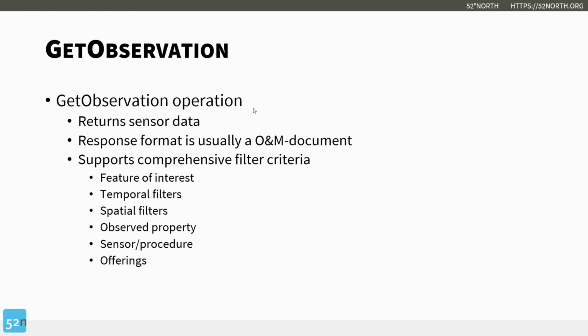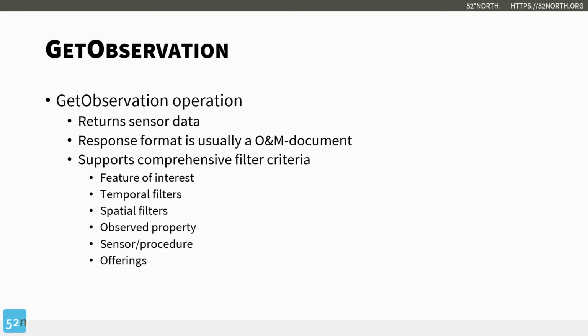Next thing is perhaps the central operation of the SOS server, the so-called GetObservation operation. This operation can be used for requesting sensor data. So GetCapabilities gives you a self-description of the service. GetObservation allows you to download the data itself. And there are several filters that you can apply.